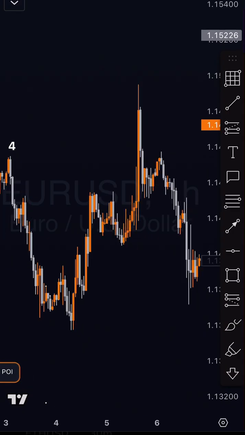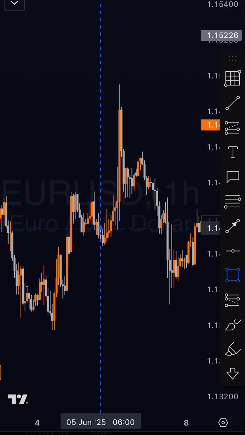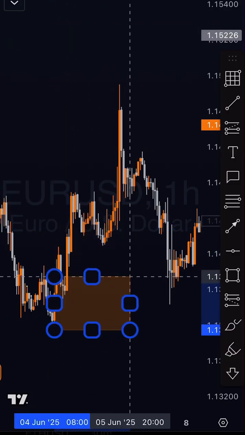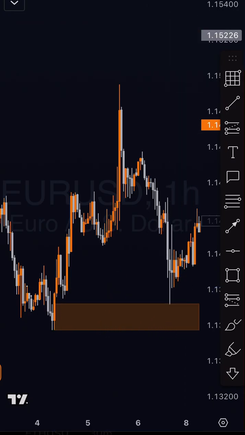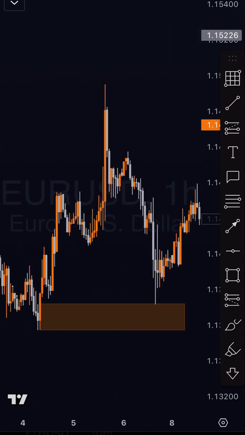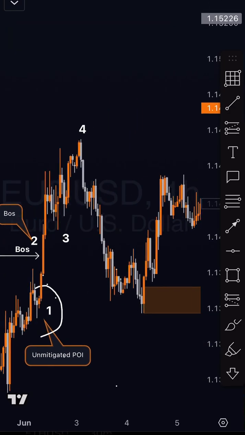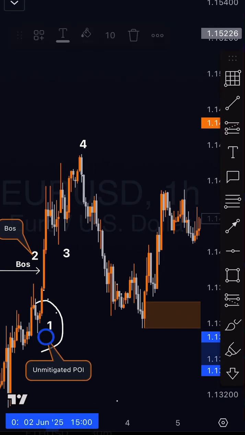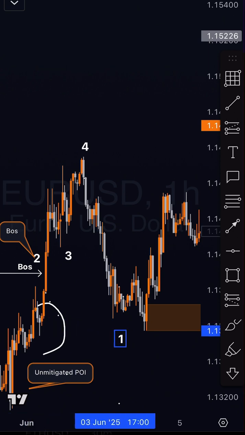Okay, so what do you look for? What's the first step? The first step is obviously the point of interest, the order block, which is unmitigated here, and I've marked it, right? That was step one. Okay, this is step one.